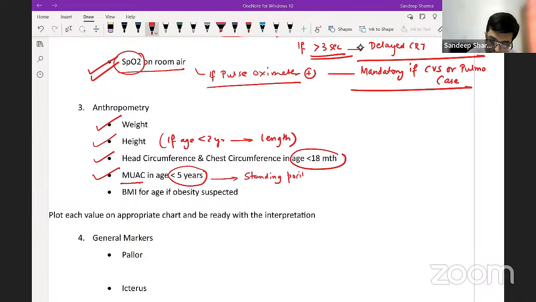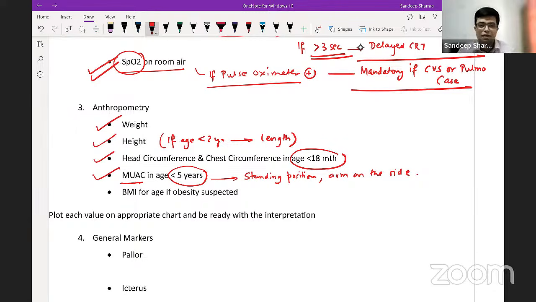Always check it in standing position. Examiners sometimes ask you, "lekar dikhao," because they want to see standing position with arm on the side of the child. How will you see? You will ask the child or make the child stand, or ask the mother to support the child while he's standing. Then the arm should be by the side. It should not be elevated.